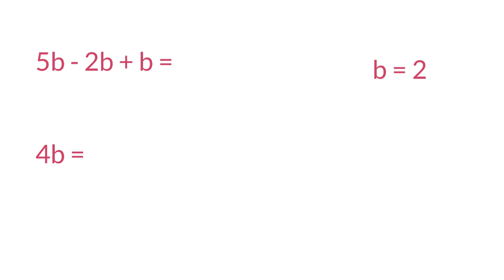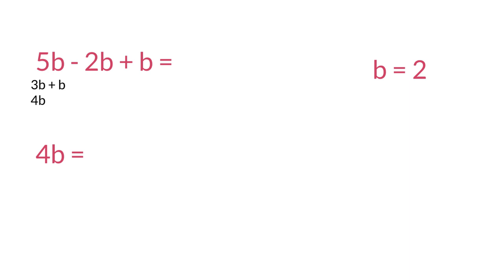So for example, 5b minus 2b is 3b, because 5 minus 2 is 3. It's still multiplied by b, plus b. And then we look again, well, 3b plus 1b is 4b. And there you go, 4b, the same as the one we have on the bottom.